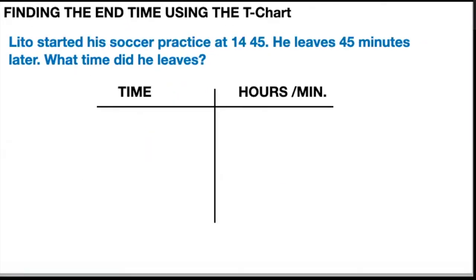In finding the end time using T-charts given this problem, we know that 14:45 is our start time. That's the time Lito will start playing or practicing soccer. And he leaves 45 minutes later. What time did he leave? So again, 14:45 is our start time, and the 45 minutes here is our duration.